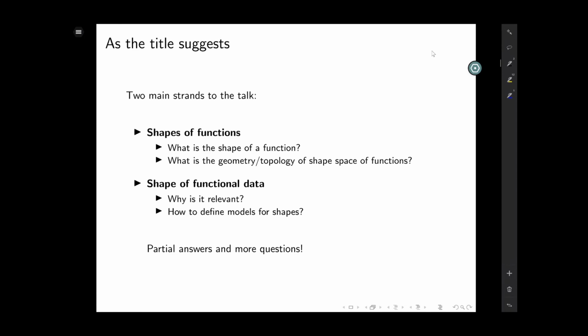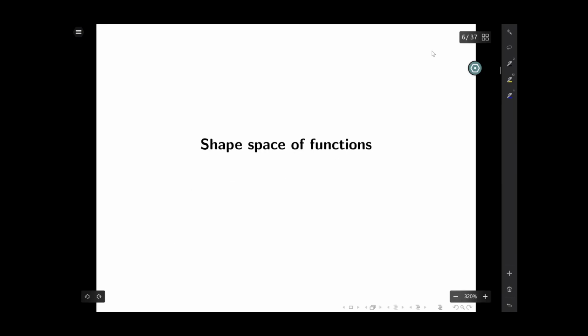A disclaimer right at the beginning: I pose these questions. I have partial answers to a few of them, Ian and I. In fact, I'll end up posing more questions. It's one of the reasons why this is still ongoing, because we've been going through it fairly slowly because there are some intricate questions. Right. So the first part is I'll define what the shape of a function is and then make some comments on the space.